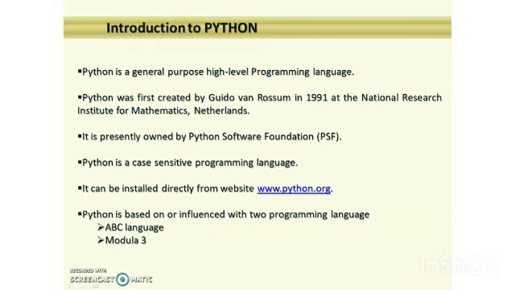Python is a general purpose high level programming language. Python was first created by Guido van Rossum in 1991 at the National Research Institute for Mathematics, Netherlands. It is presently owned by Python Software Foundation. Python is a case-sensitive programming language. It can be installed directly from website python.org. Python is based on or influenced by two programming languages, ABC language and Modula-3.